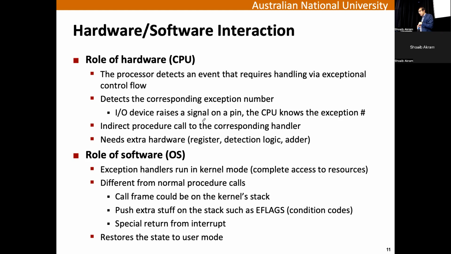When the exception handler is running, the CPU enters kernel mode. It can execute privileged instructions. And there are a few extra things that the operating system does. It's pretty much like a function call, except that we push some extra stuff on the stack, and there is a special return from interrupt. This is a special type of return for returning from an interrupt or an exception handler. And then you restore the state to user mode, so the user mode application can start running instructions in the program.